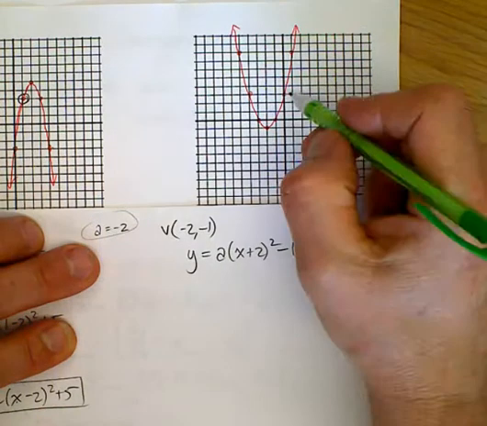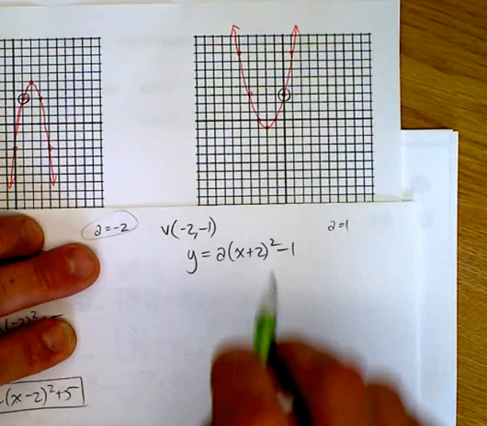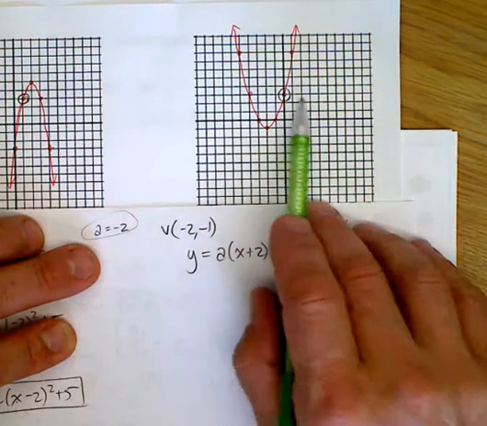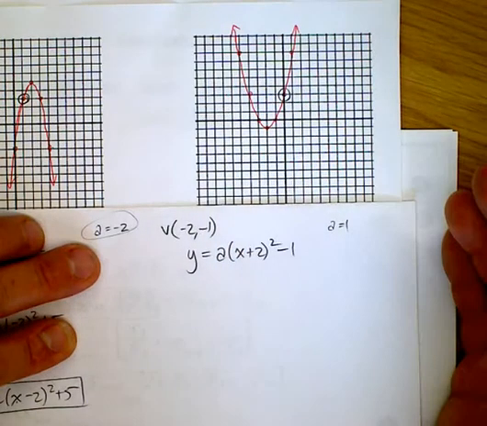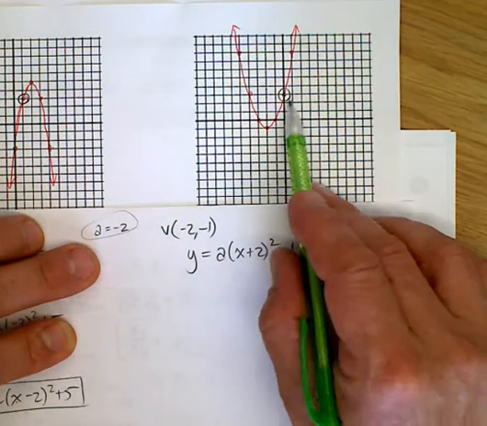Well, let's just use another point here and try to figure it out. Any point will do. I just pick any point. It doesn't really matter. This point here is 0 and 3.